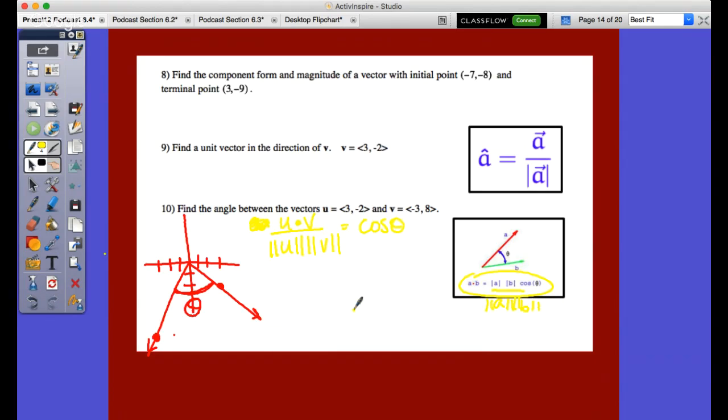Now, remember with magnitude, when we look at the magnitude of U, we could find this by creating the little 90-degree angle, we'll say this is u, right? And we could say that 3 squared plus -2 squared equals c squared, right? Or we could just say that the square root of 3 squared plus -2 squared is our magnitude, which would be the square root of 13, okay?